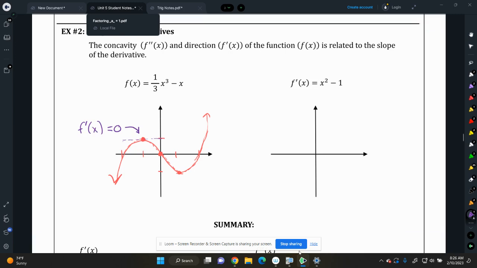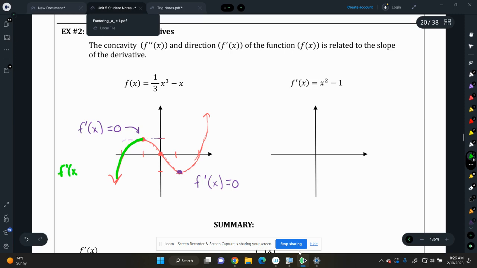Okay, what about this point down here where I have a relative minimum? What do we know about f prime? It's also equal to 0 there. Okay, what else do we know about this function? If we look at this, from here in that green section, what does that tell me about f prime of x? Well, f is increasing, so f prime of x must be positive.